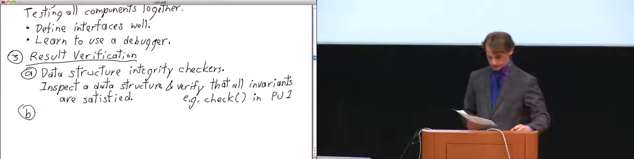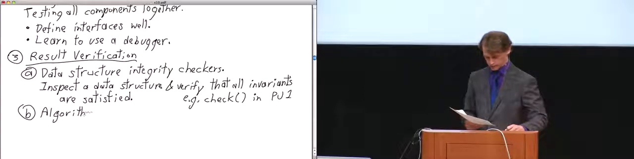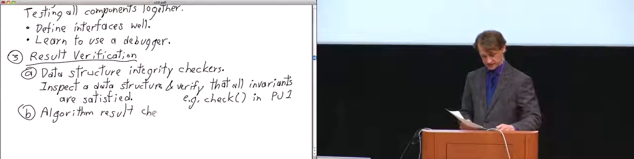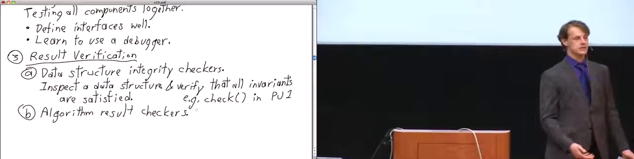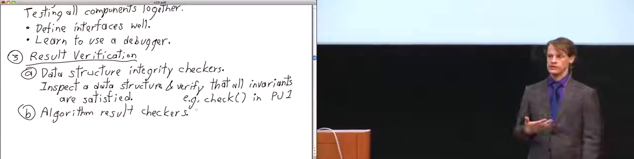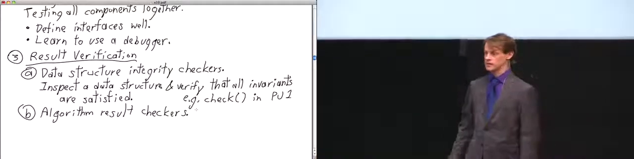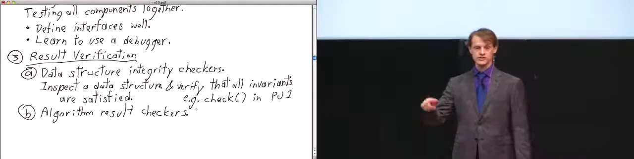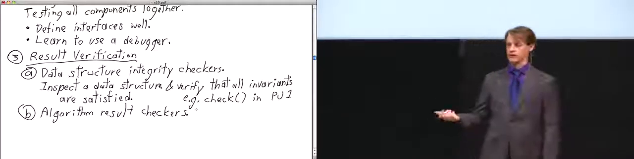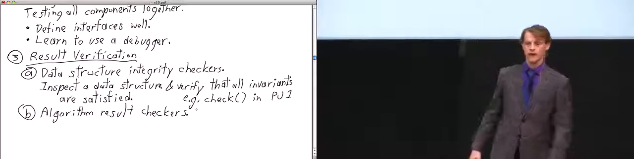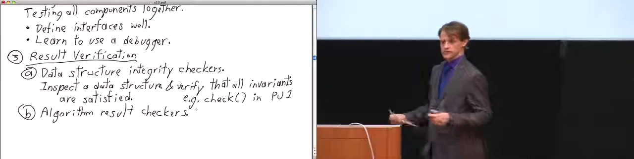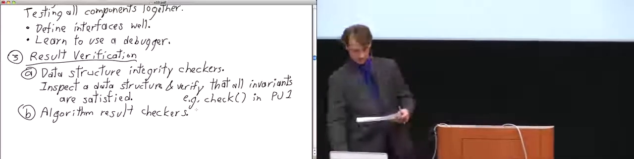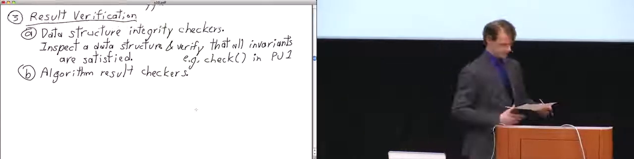The other kind of result verifier is an algorithm result checker. Sometimes these are easy to do and sometimes they're not. But the idea is, suppose you write an algorithm that sorts a bunch of numbers. It's actually pretty easy then to write a piece of code that walks through your list of numbers and makes sure that they're actually in a sorted order. Some algorithms are not so easy to verify, but sorting is, so it's worth doing.